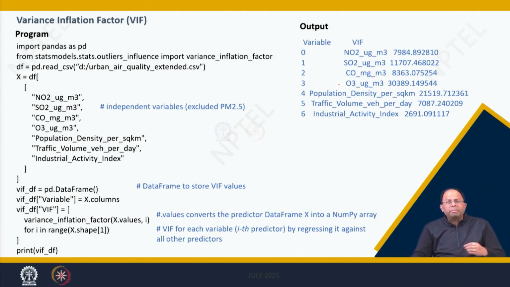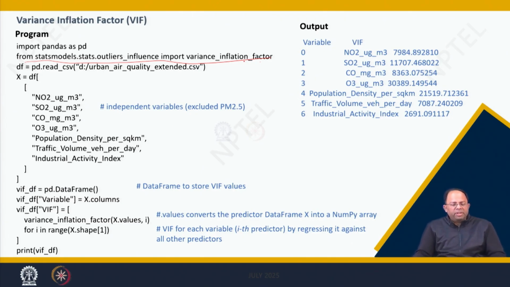So again, coming back to the Python program for this: import pandas as pd, from statsmodels.stats.outliers_influence import variance_inflation_factor. This is the most important line in the model. That means you should know that from statsmodels I can get this particular function. And df = pd.read_csv is basically loading the file into the df data frame.